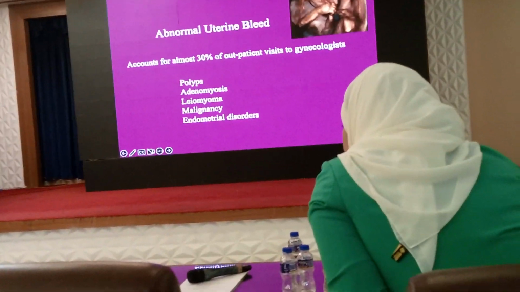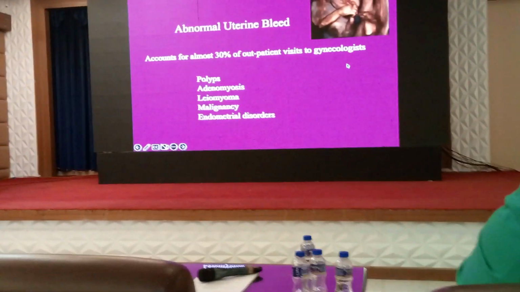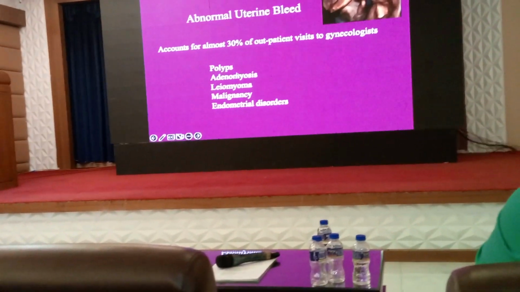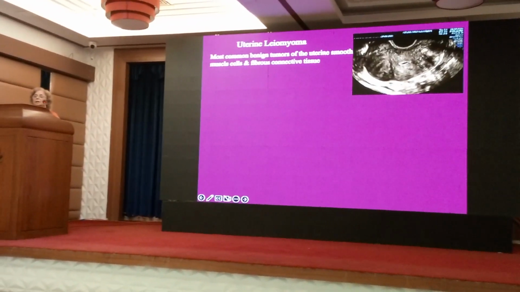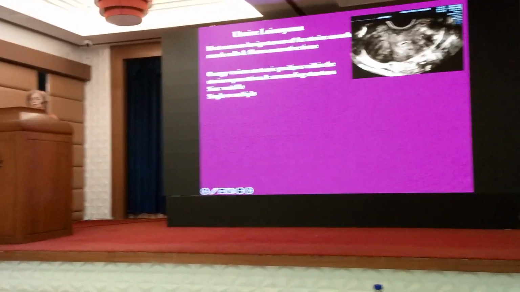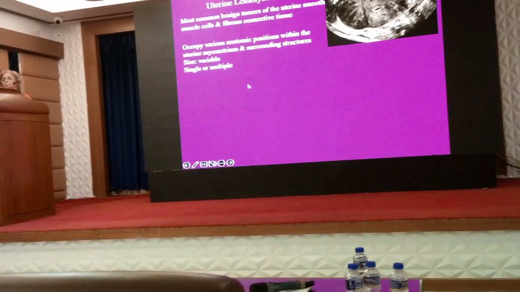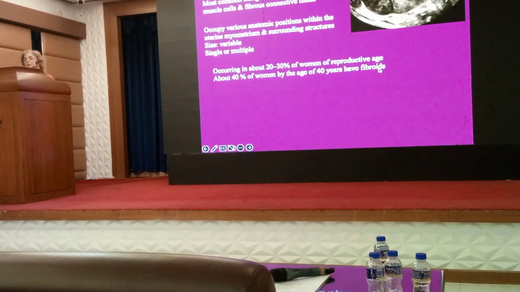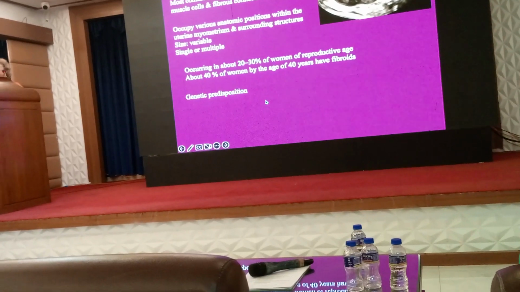Coming to the next set of people where it helps is abnormal uterine bleed. 30% of our outpatient visits to the gynecologist are with abnormal bleed, and these are polyps, adenomyosis, leiomyomas, malignancies, and endometrial disorders. The uterine leiomyomas are the most common benign tumors of the smooth muscle and fibrous tissue, and they can occupy any part of the uterus. The size is variable. They may be single or multiple. It happens in about 20 to 30% of women in the reproductive age group, and 40% of women by the age of 40 have them.